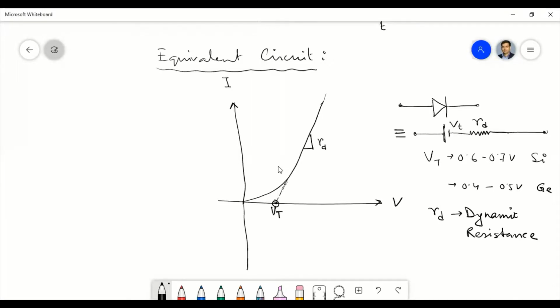Now here we have this voltage drop, IDRD.